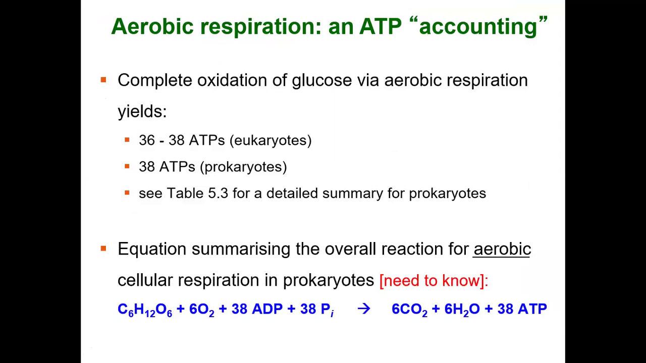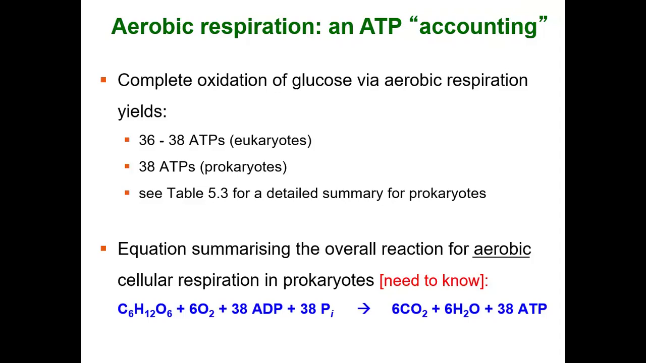So the complete oxidation of glucose via aerobic respiration, including glycolysis, the preparatory step, the Krebs cycle, and the electron transport chain, generates 36 to 38 ATP molecules per molecule of glucose in a eukaryote cell. In a prokaryote, they're a little more efficient, and aerobic respiration generates 38 ATP molecules in glycolysis, the preparatory step, the Krebs cycle, and the electron transport chain.